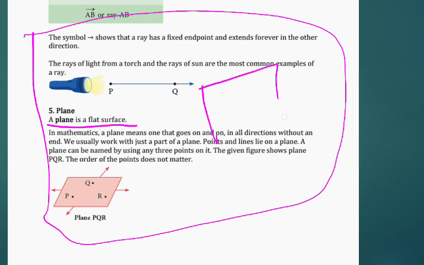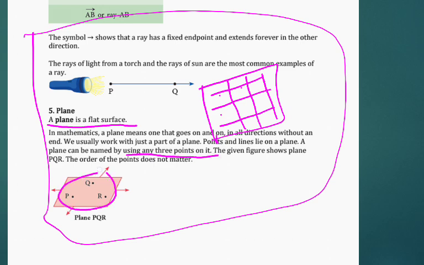In a plane, we can put any number of points. Here we can draw any number of lines like this, like this, like this. So points and lines lie on this plane. A plane can be named by using any 3 points on it. Any 3 points can be used to represent a plane. Here they are representing P, Q and R for a plane. So plane PQR represents this plane.